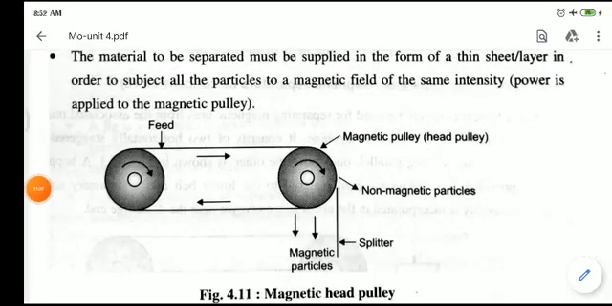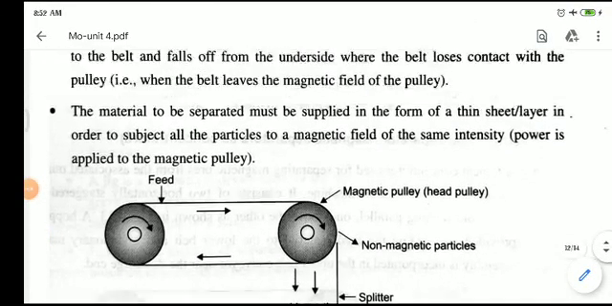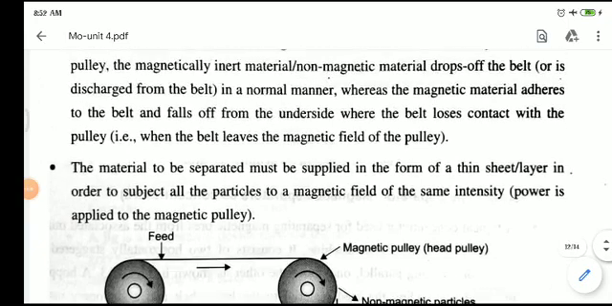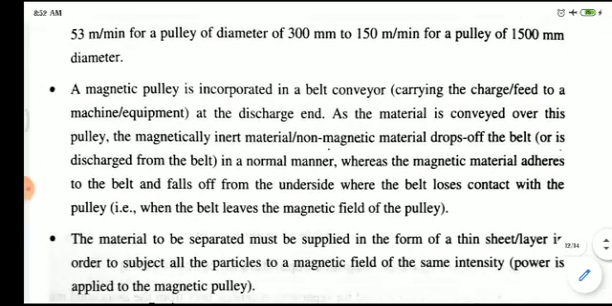So in the magnetic pulley, the magnetic pulley is incorporated in the belt conveyor.